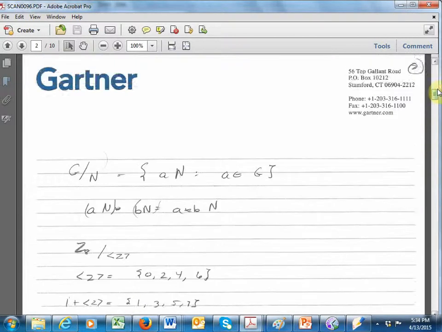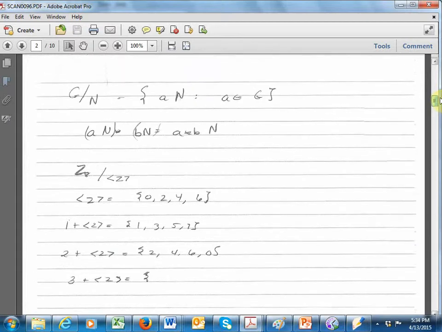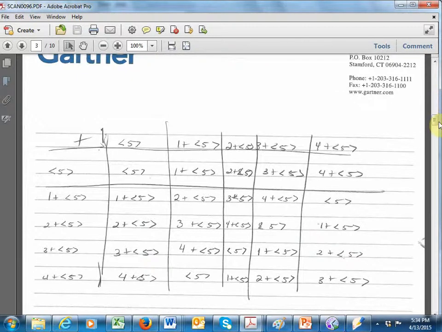I might not have even done this in table format. There you go, there's the table. It just went out of order for some reason. But this is the table that you get when you generate the 5 cosets, and when you do the addition the way you're supposed to do it by definition, you get this table generated here.